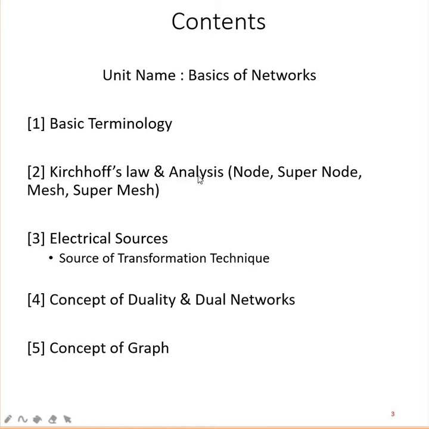So the next one is Kirchhoff's law. Kirchhoff's law is basically classified into two types. One is the current law, the second one is the voltage law. You are going to learn that.